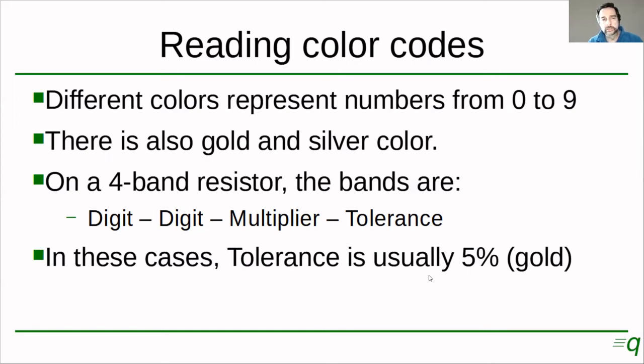On a 4-band resistor, the tolerance is usually 5%, and that's represented by gold. So one of the bands is very likely to be gold, and that's your tolerance band, which is your last one. And the value of the resistor should be read starting from the other side.